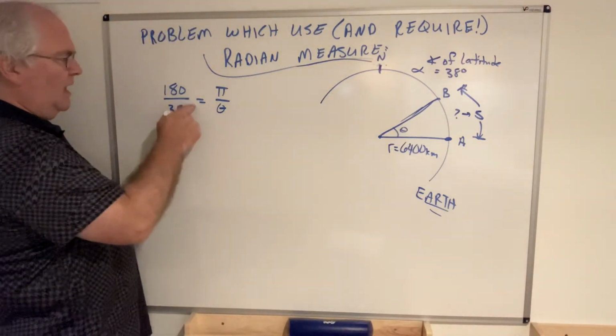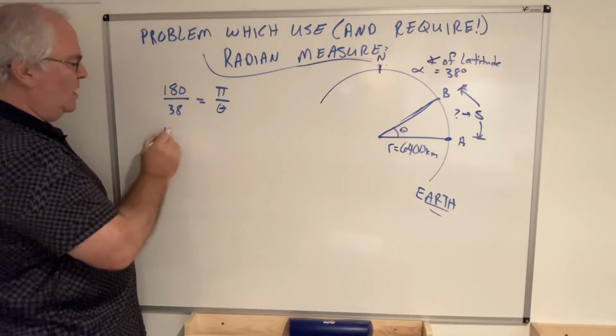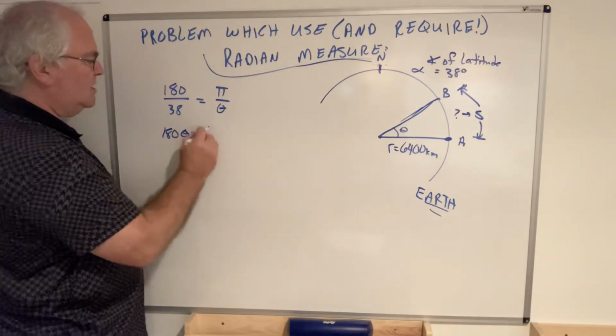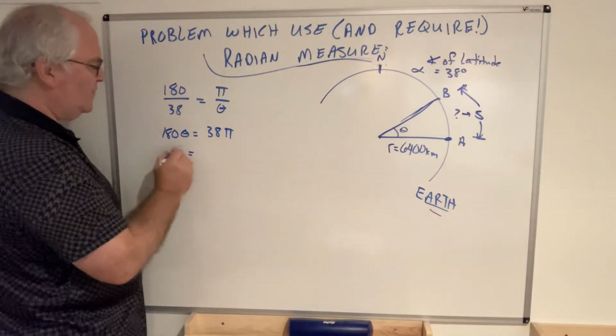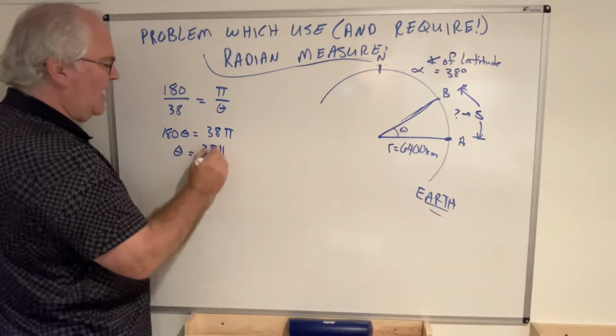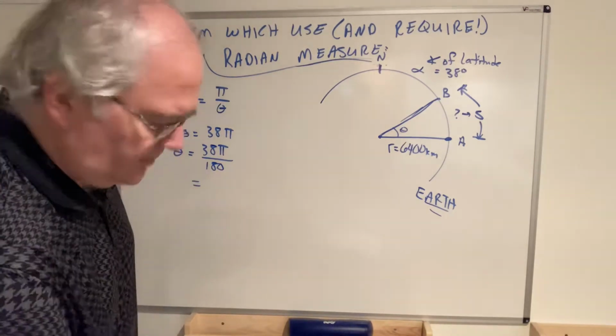So, cross multiply, set them equal, and solve. So here we go. 180 theta is equal to 38 times pi. Divide both sides by 180. So this is 38 pi divided by 180. And let's go to the calculator.